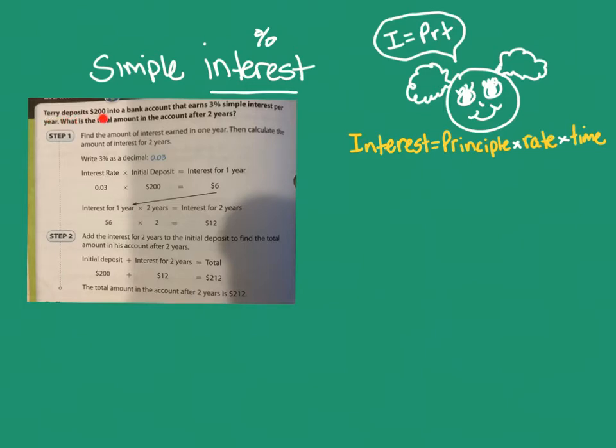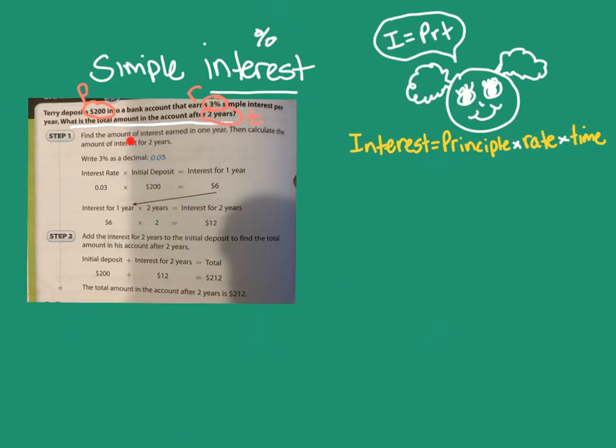So Terry deposits $200 into his bank account, and that bank account earns him 3% simple interest per year. What is the total amount in the account after 2 years? Underline the question and circle information in there. He puts $200 in. By the way, that's the initial amount put in, so that's the P for principal. He earns 3% simple interest. That's our rate. And then the 2 years is our time. And so those will come into play in a moment.